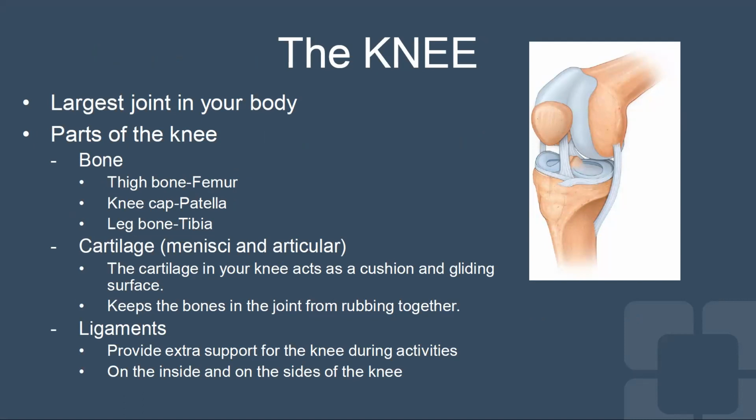So the knee is the largest joint in the body. The different parts of the knee include the bone. So you have your femur, your tibia, and then your kneecap, your patella. You have cartilage, both with the menisci that sit in between and your articular cartilage. And basically the cartilage acts as a cushion and gliding surface for movement, and it keeps the bones in the joint from rubbing together. And then you have both inside and on the outside of the knee ligaments that provide extra support for activities.